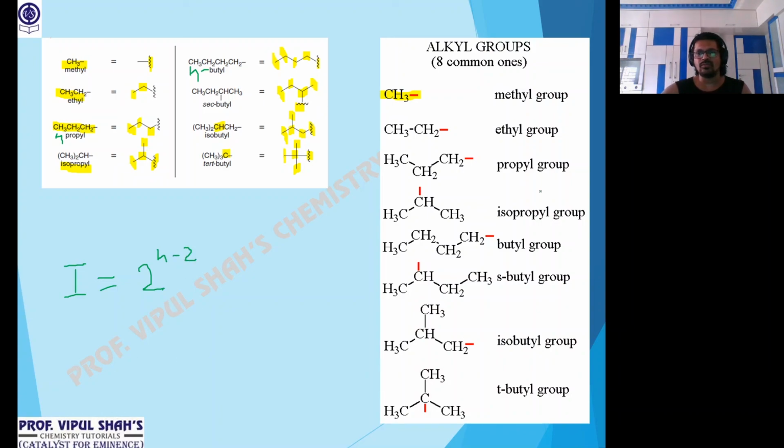Let's start very easy. Propyl. How many carbon? 3. 2 raised to 3 minus 2, 2 raised to 1. What is 2 raised to 1? 2. And which other 2? One is N-propyl, and second is iso or sec propyl. So propyl has 2 isomers, N and iso. Butyl: 2 raised to 4 minus 2, that's 2 raised to 2, which is 4. Which are the 4? One is right here in front of you, that is N-butyl. Then we have sec-butyl, isobutyl and tert-butyl.